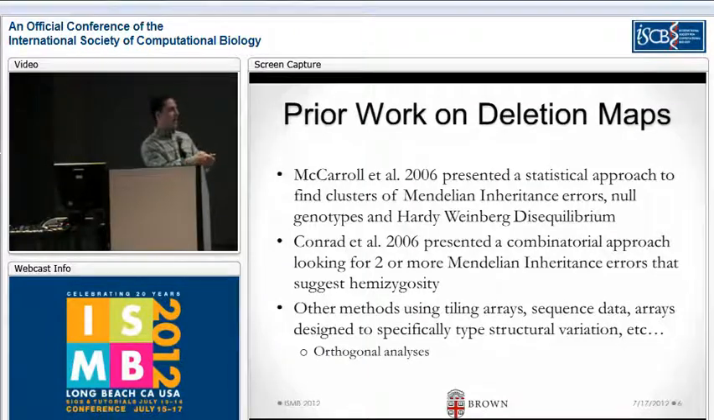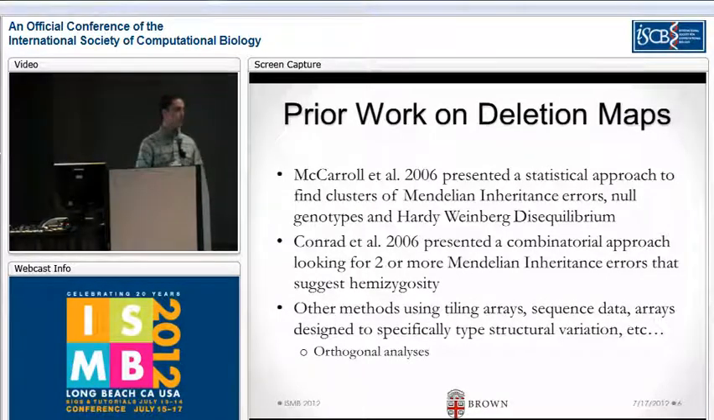And that would suggest hemizygosity. Other methods since then have used different experimental techniques: tiling arrays, sequence data like in the 1000 Genomes project, and arrays designed specifically to type structural variation. An example of this is the Affymetrix 6.0. But it's important to note that these are all orthogonal analyses.